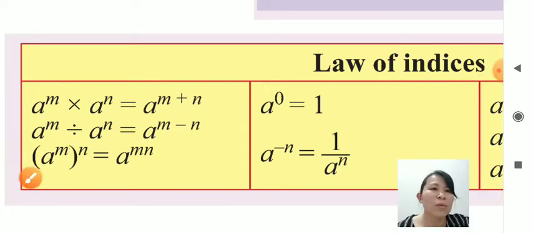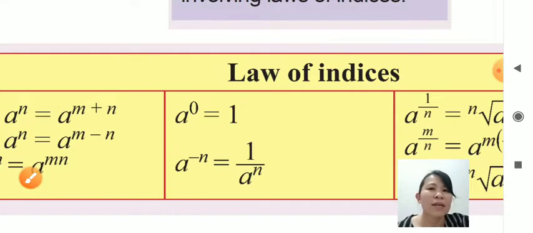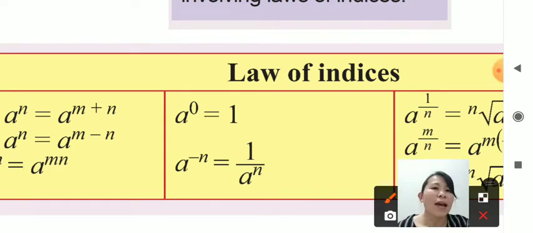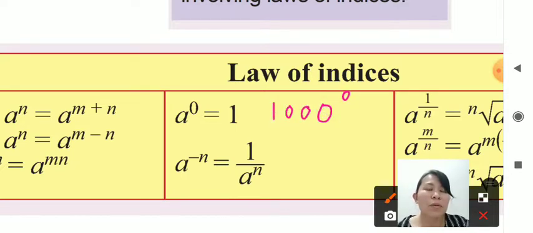Okay, the next two properties, take note. a to the power of 0 is 1. So any number to the power of 0 is equal to 1, however large the number. Okay, let's say we have 1000 to the power of 0. Okay, it is still 1.